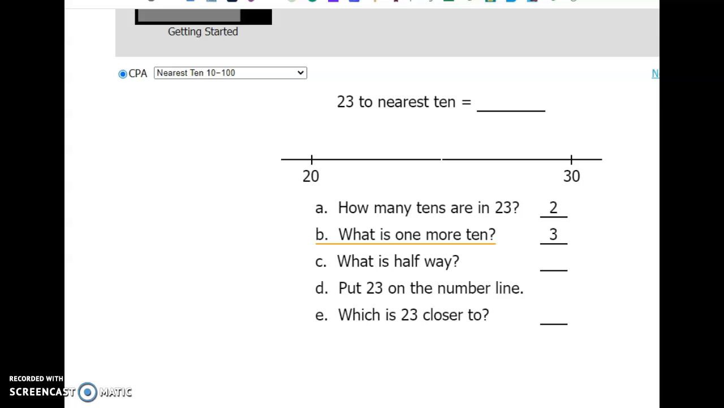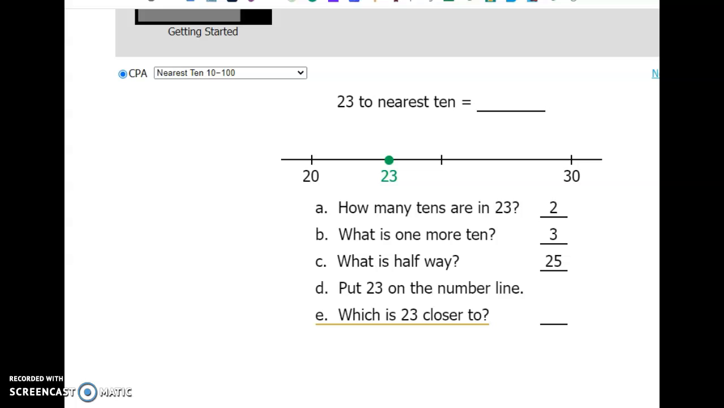Now, what is halfway? I know that the distance between 20 and 30 is 10. And then I'm going to split that in half, which is 5 on each side. So halfway is 25. It's just 5 more than 20. Now I'm going to put 23 on the number line. Which is 23 closer to? 20 or 30?